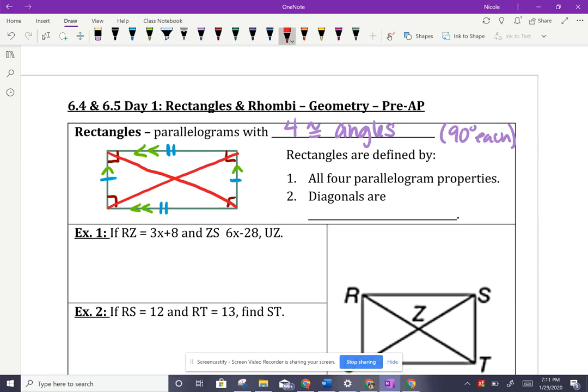So not only are these going to bisect each other, but the addition of rectangles adds that diagonals are congruent. So if both diagonals are the same length, and they bisect each other, all 4 pieces are congruent.